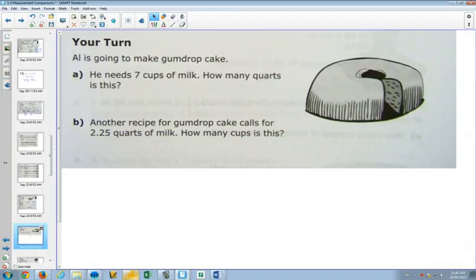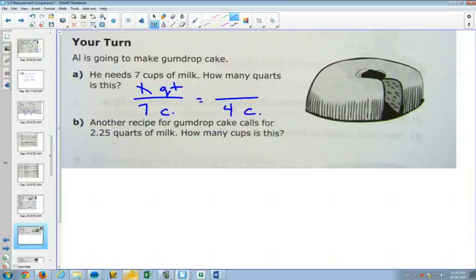For the first one, you want to find how many quarts. So we put X quarts on top, and we want to see if it's equal to 7 cups. We know from our formula sheet 4 cups is 1 quart. Multiply both sides by 7, and you get X equals 1.75 quarts. Woohoo!